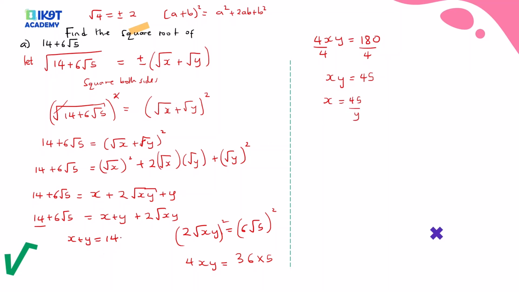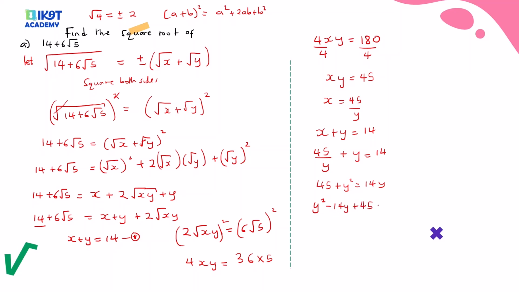So then we can substitute into this. Maybe this is equation 1, x plus y equals 14. So this is 45 over y plus y equals 14. So we multiply it through by y. What do we have? 45 plus y squared equals 14y. So we can now solve this: y squared minus 14y plus 45.